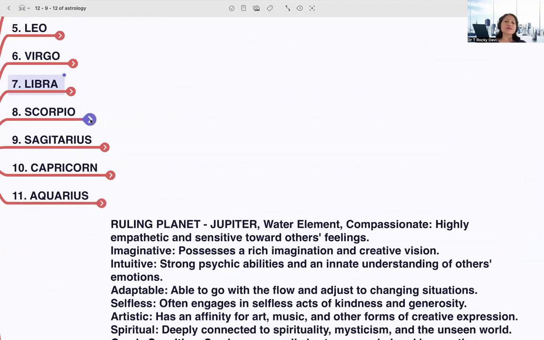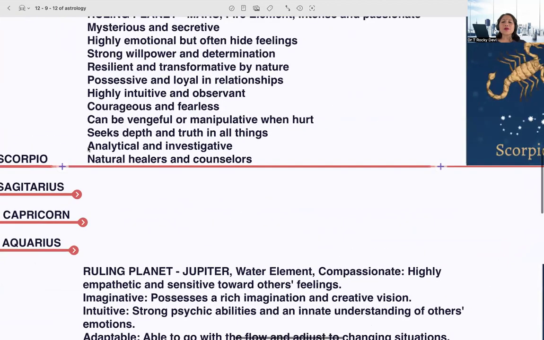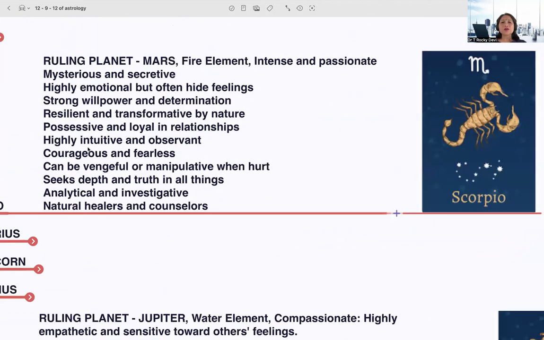The next one is called Scorpio. Scorpio is Vrishchika, so Vrishchika Rasi, the ruling planet is Mars. Like how Mars has two houses, one is Aries, one is Scorpio. So Mars being a fire element, they are intense and passionate. Scorpio people are mysterious and secretive in nature. If you tell something to a Scorpio, they know how to maintain that secrecy if you tell them not to tell others. Highly emotional, but often hide feelings, and they have strong willpower.